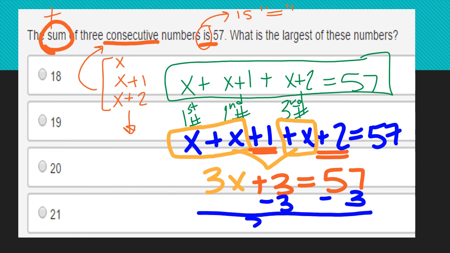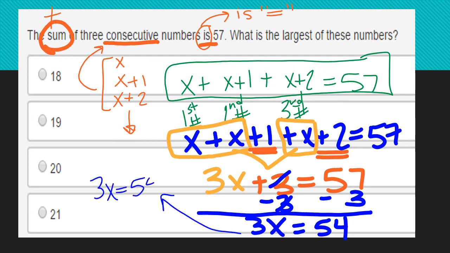So that gives us 3x, these will cancel, equals 54. All right, so I'm going to write this over here and we're going to finish. 3x equals 54. Our last step, if this is 3x, remember that's 3 times, so we do the opposite, which means we divide everything by 3. And what you'll find is that x, these would cancel, is equal to 18.